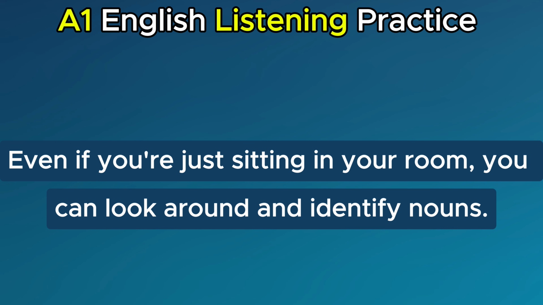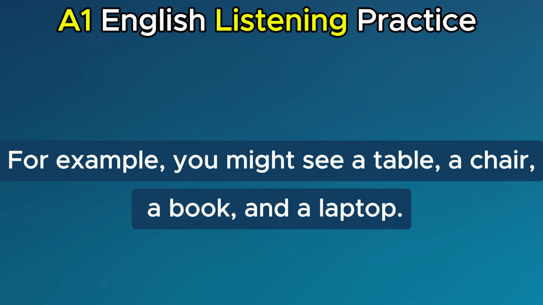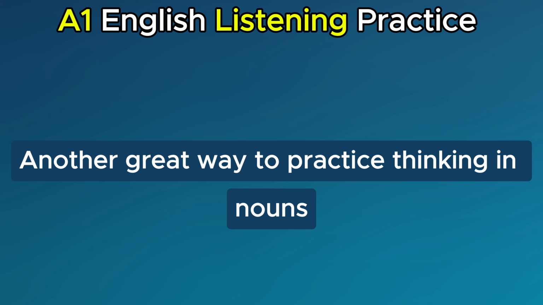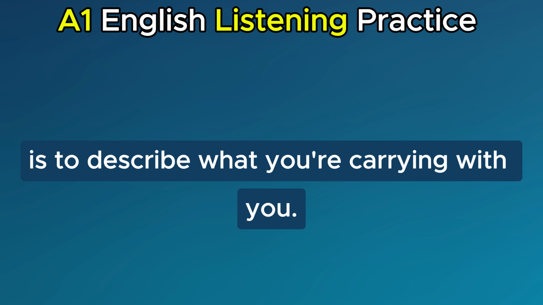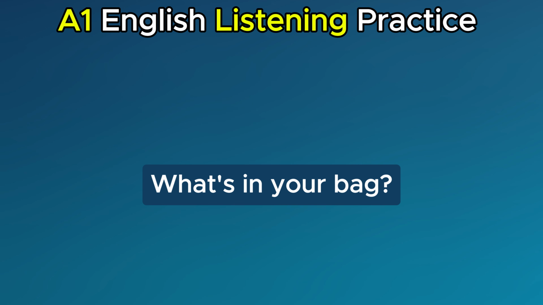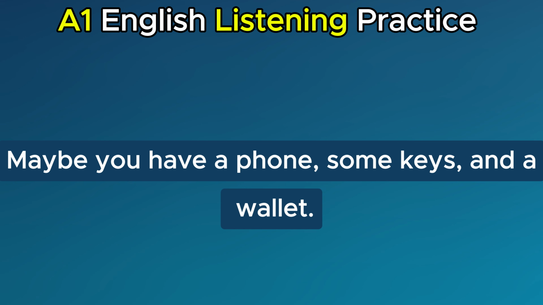Even if you're just sitting in your room, you can look around and identify nouns. For example, you might see a table, a chair, a book, and a laptop. Another great way to practice thinking in nouns is to describe what you're carrying with you. What's in your bag? Maybe you have a phone, some keys, and a wallet.